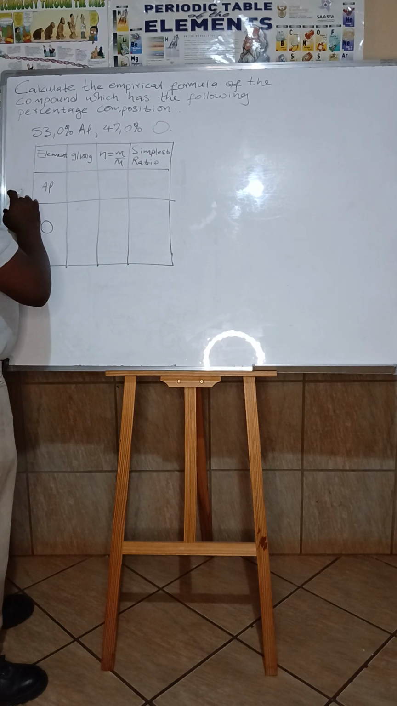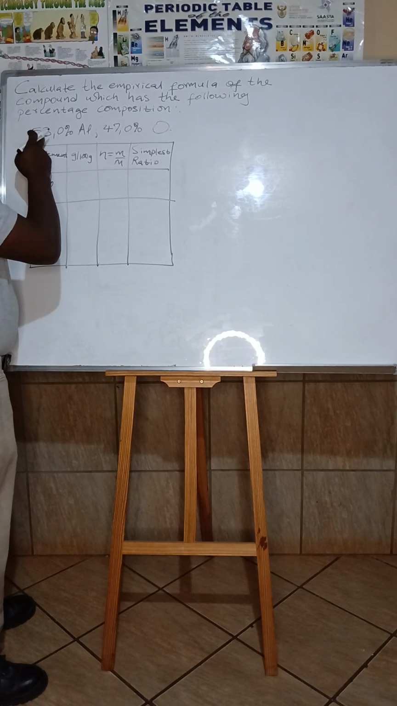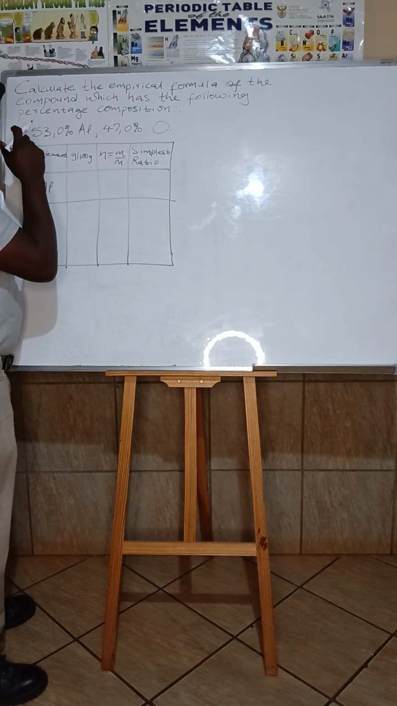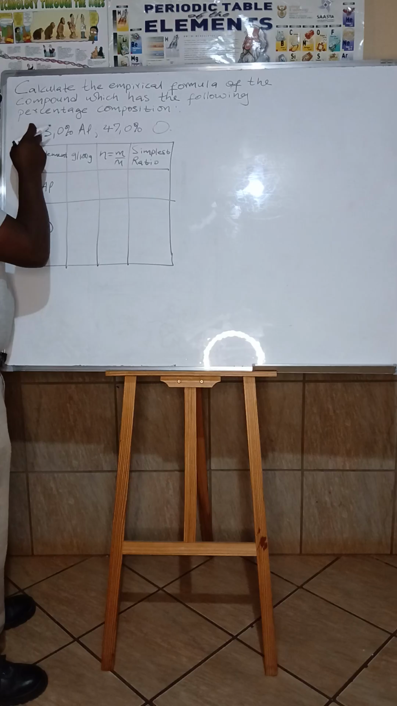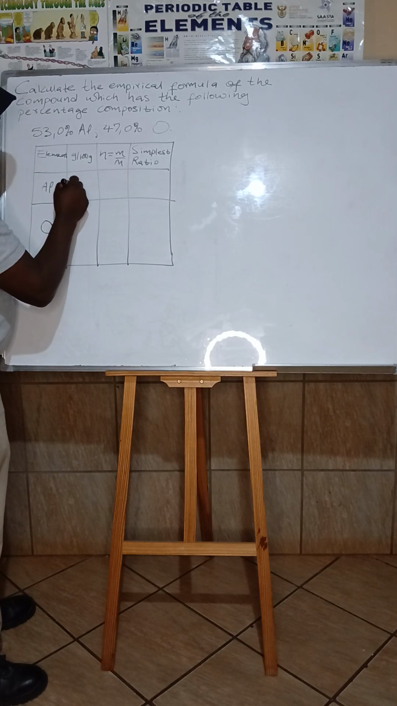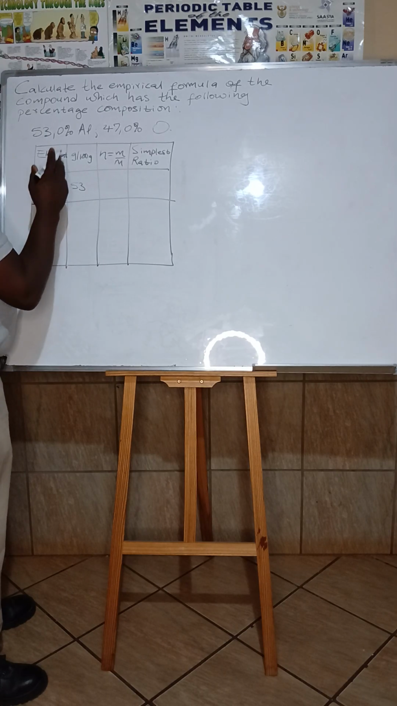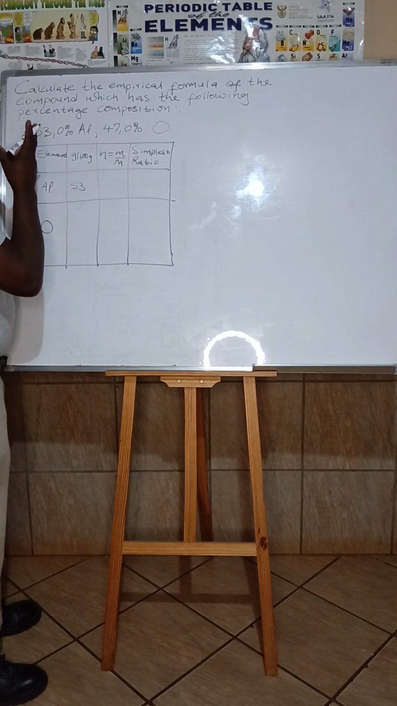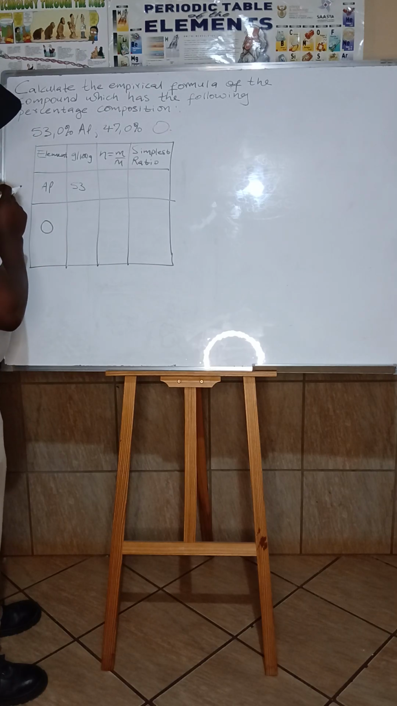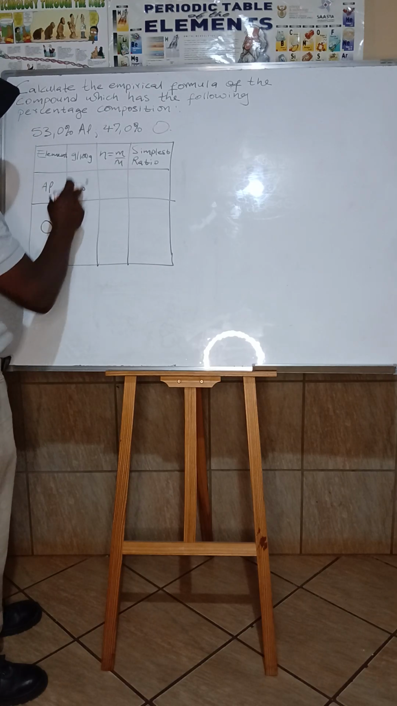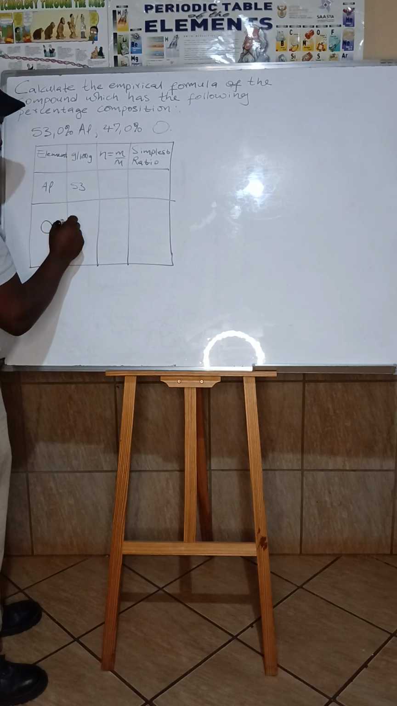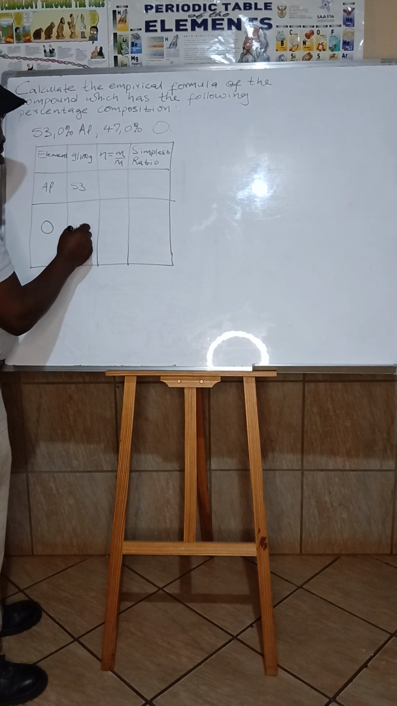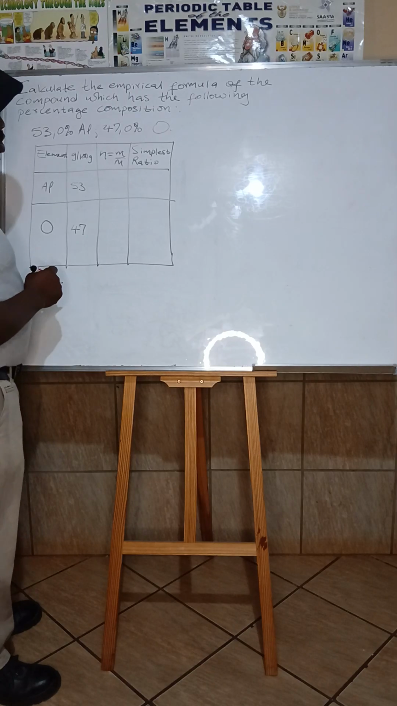Okay, as far as aluminium is concerned, we're given 53,0%. We take that as if it's 53 grams of aluminium involved in the formation of our compound. Oxygen, we're given 47%. So we'll take it as if we've got 47 grams of oxygen.